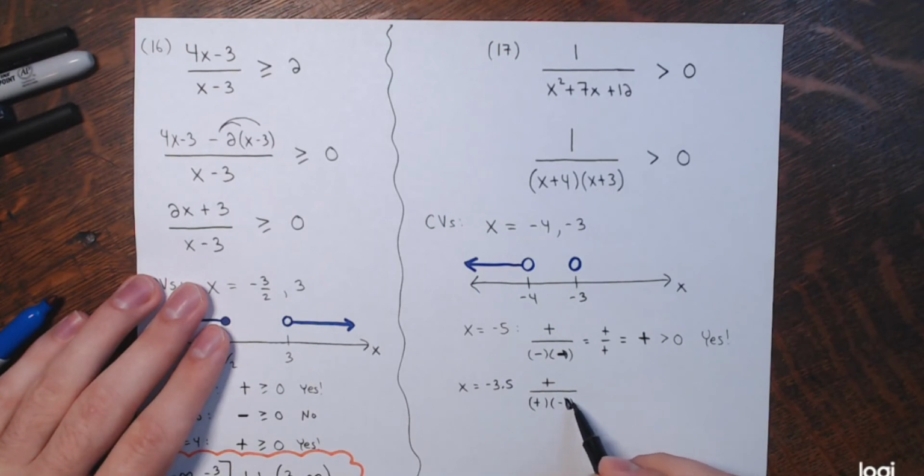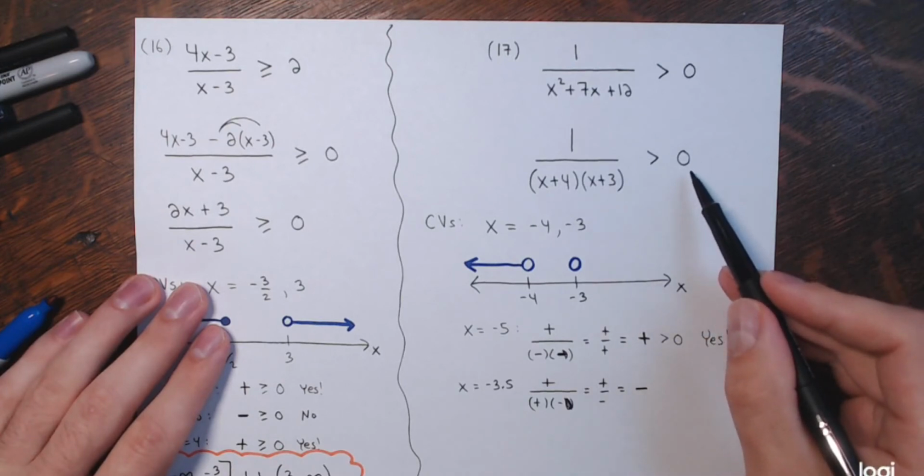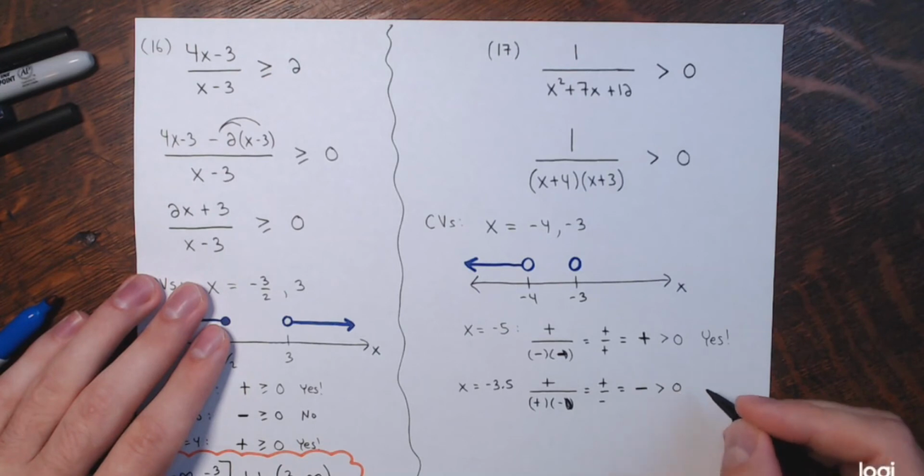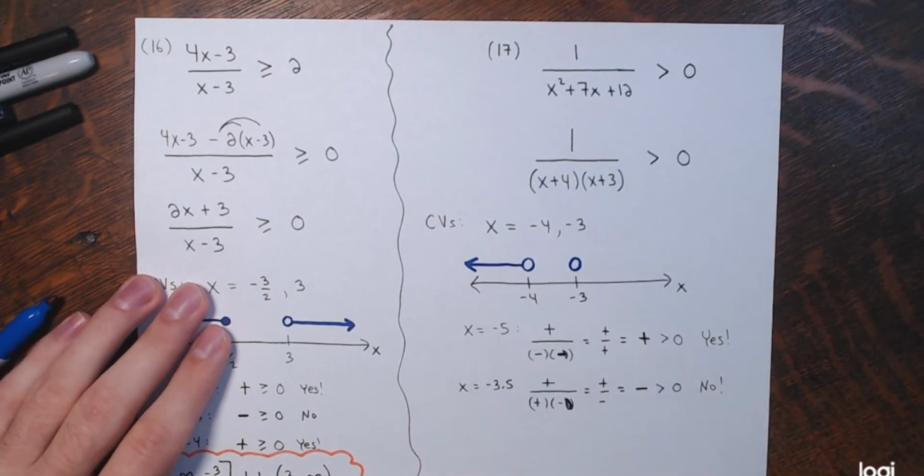Right, so I have a positive numerator, and then positive times negative is a negative denominator, and then positive divided by negative is a negative number. So again, you don't need to know exactly what the number is. You just want to know if it's positive or negative because we're comparing it to 0. So when x is negative 3.5, that number on the left will be negative. And then is a negative number greater than 0? Nope. So I'm leaving the interval between negative 4 and negative 3 blank.